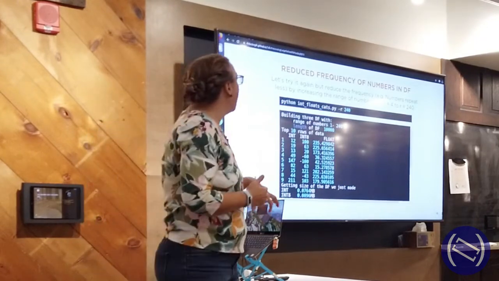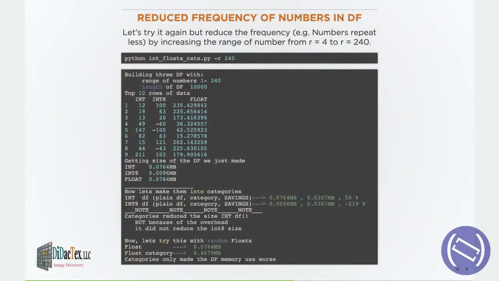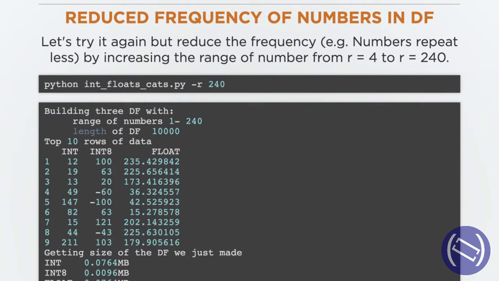So I'm going to reduce the frequency. Instead of having the range go from 1 to 4 random numbers, I'm going to increase it to 240. It's the same setup as before, but the range of numbers is going to be 1 to 240, and the length is going to be 10,000. And here are my values, my int, and I can see that it's still the same size as the data frame.